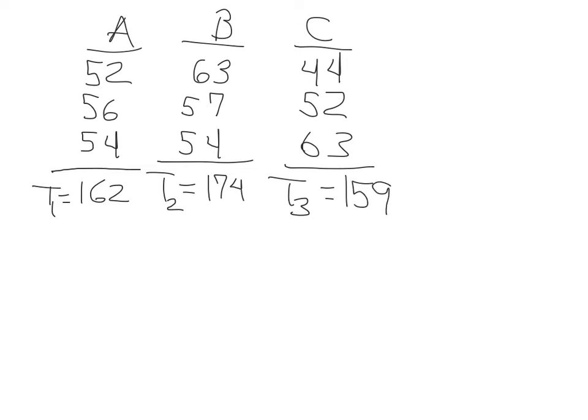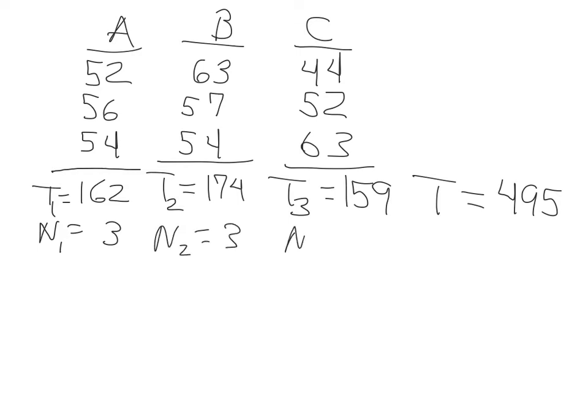Now if I add up all the totals, the grand total, the T with no subscript, is 495. And that's just the total of the whole set of observations. Then the N for each one, that is how many observations in each sample. N1 is 3, N2 is 3, N3 is 3, nothing very exciting there. And then N with no subscript is 9. How many total observations are there? 9.